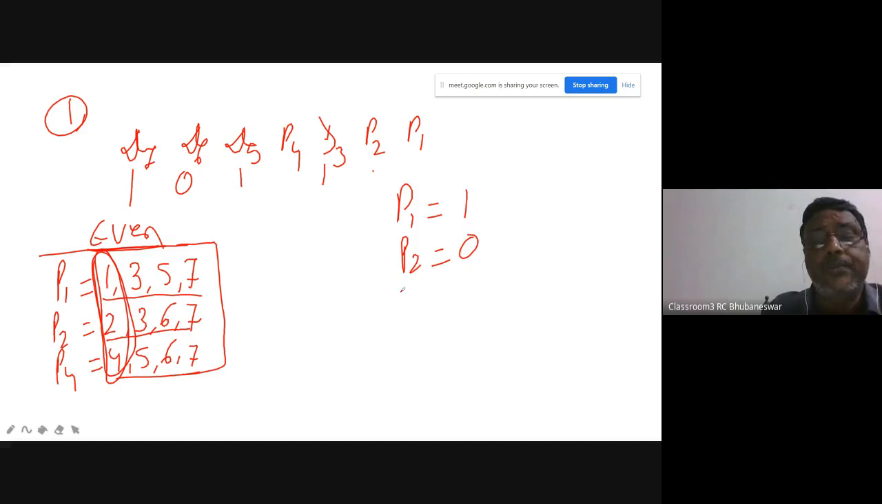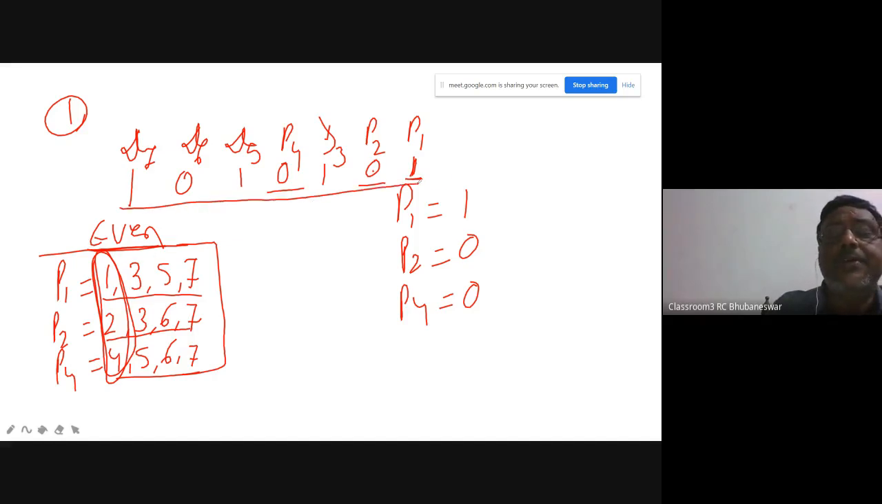Then P4: 4, 5, 6, 7. At 4, we do not know. At 5, there is a 1. 6 is 0. 7 is another 1. So the total is 2 ones. As it is even, the value is 0. So what are the values? P4 is 0, P2 is 0, P1 is 1.